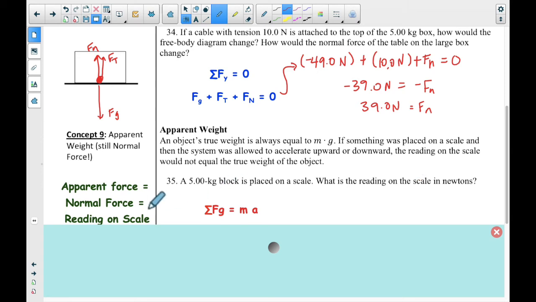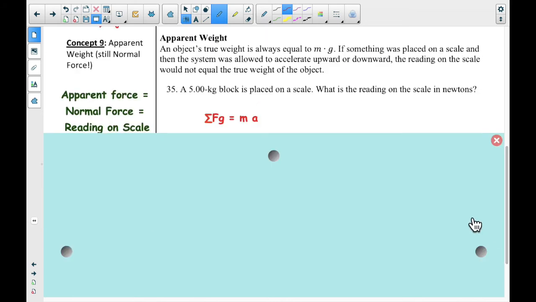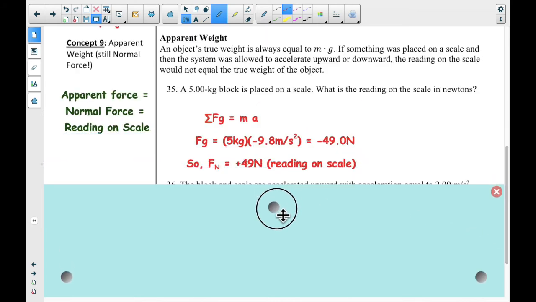So let's say we have a 5 kilogram block placed on a scale. What is the reading on the scale in newtons? We've talked about that a lot. It is going to be 49 newtons.